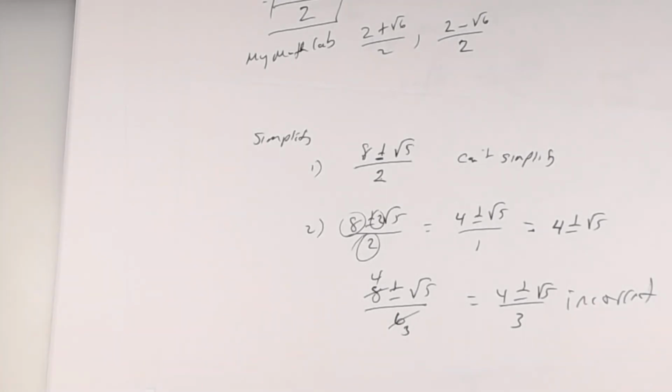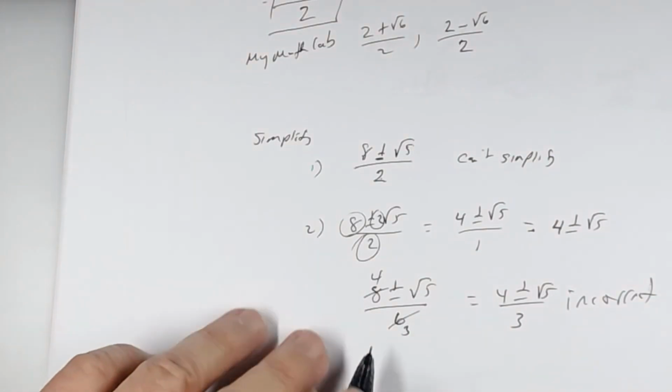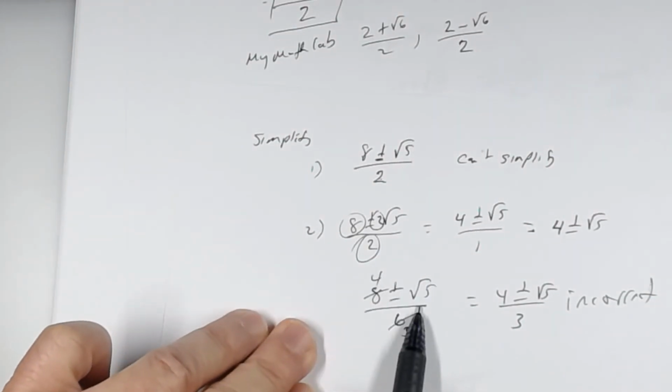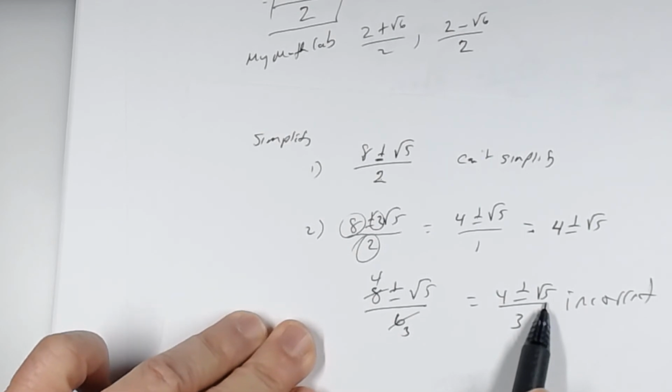Because not only is the 6 being divided into 8, it's also being divided into square root of 5. All right, so just try not to make that mistake on a worksheet where you get it correct and all of a sudden you go further and you mess up. Okay, so be careful.